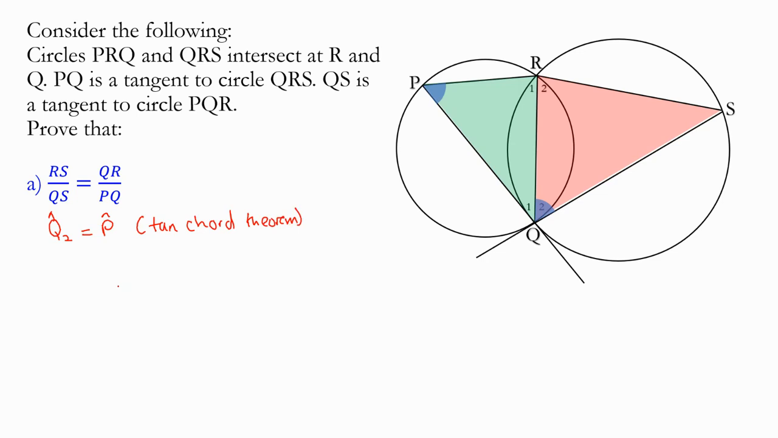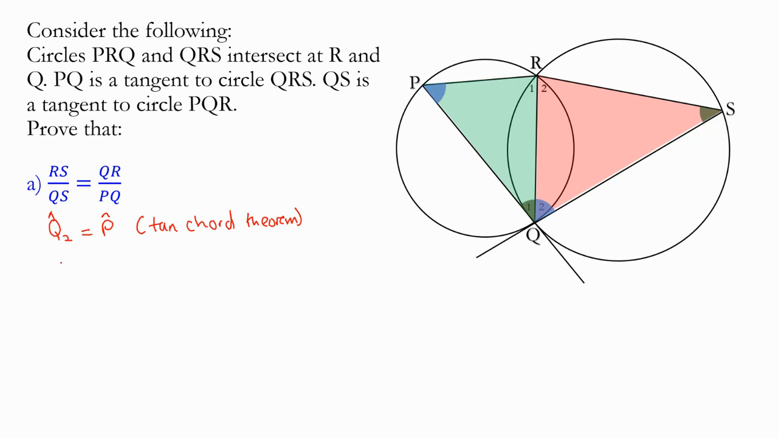Right. And then we move on to the next one. We're starting with the angles of what? Of QRS. So here we have S being equal to Q1. Again, if you check here, which one is the tangent? PQ is the tangent of circle QRS, and RQ is the chord there, meaning that Q1 is equal to S.